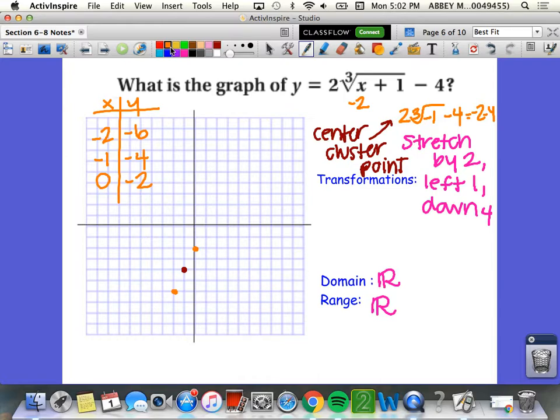Okay. Well, I need my 2 tail points. How do you get your 2 tail points? Well, you make the inside go to 8 and negative 8. That's how you do it. Okay? You make the inside go to 8 and negative 8. So let's think. If I want the inside to go to negative 8, I would have to plug in negative 9 in order to make that happen. So 2 times the cube root of negative 8 and then minus 4, that gives me 2 times negative 2 minus 4, which gives me negative 8. So if I plug in negative 9, I get out negative 8.